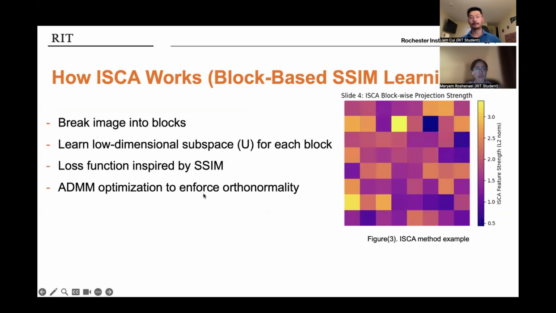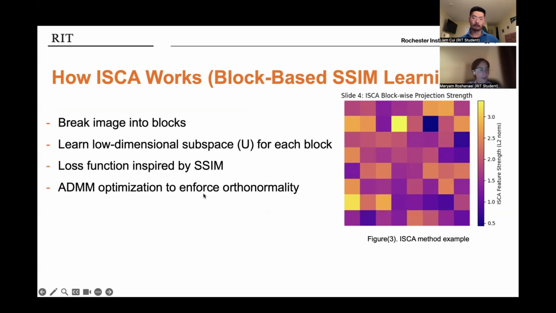So these slides show how ISCA works on one image. The image is first divided into small 8 by 8 blocks. Then each block is projected into a special space and captures its structure, like edges, corners, and textures.